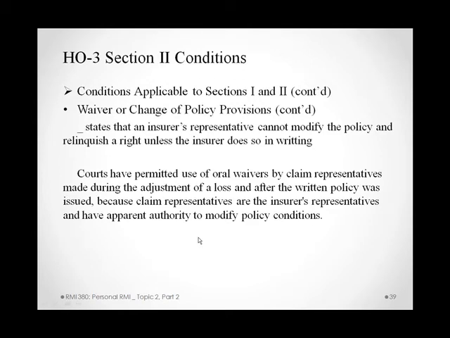As has been said above, the waiver or change of policy provision states that the insurance company's representative cannot modify the policy and relinquish a right unless the insurance company does so in writing. Otherwise, the court will not permit any oral waiver made by a claim representative or an agent.